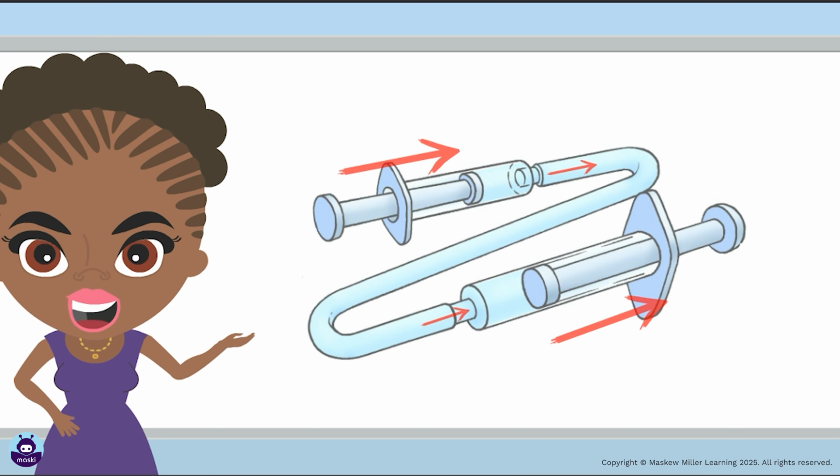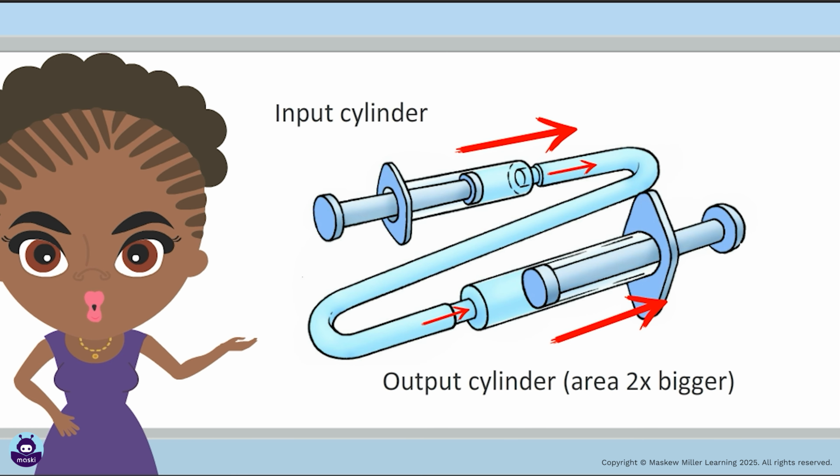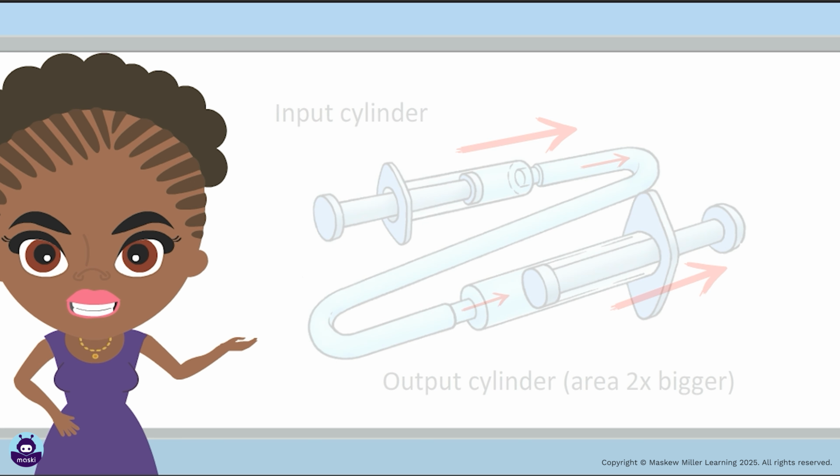Let us look at a hydraulic system where the area of the input cylinder is half the area of the output cylinder. If we move the input piston 4 centimeters, we will see that the output piston moves only 2 centimeters. We will also find that it is easier to push the input piston. If we reverse the process and move the piston of the larger cylinder 2 centimeters, then we will see that the smaller piston will move 4 centimeters. We will also find it requires more force to push the larger piston.